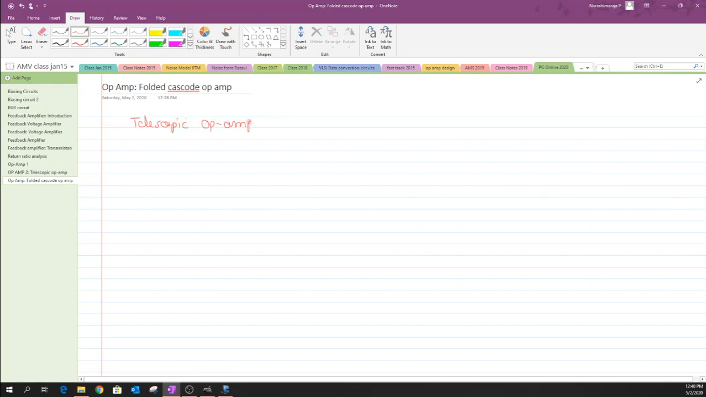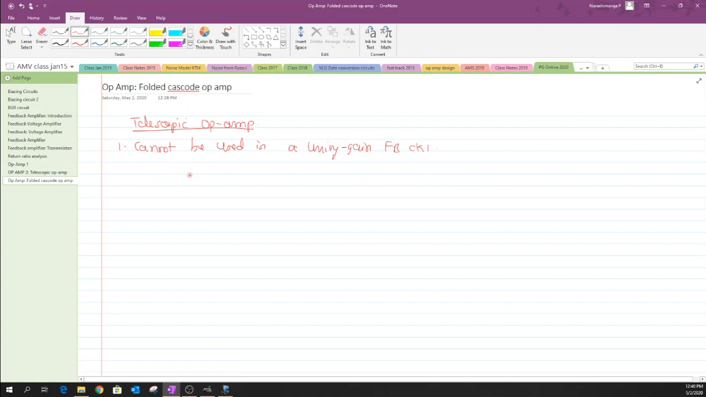So in the case of a telescopic op-amp, one of the major problems or issues that we had faced was that this op-amp cannot be used in a unity gain feedback circuit.